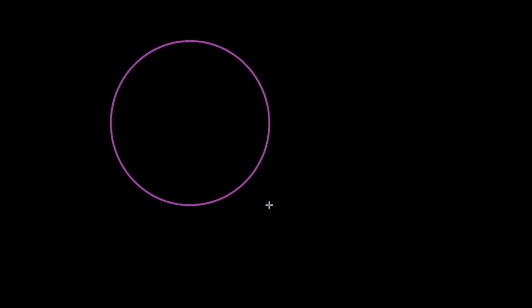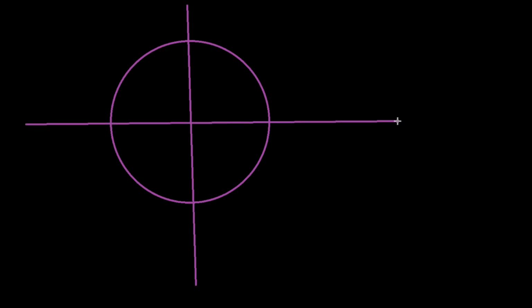And in order to do so, I will draw some shapes within the unit circle. Say we have a unit circle here, and we have some angle here. Let's call it theta.